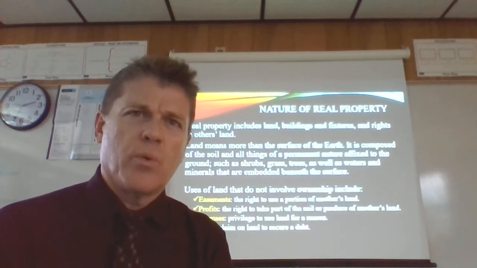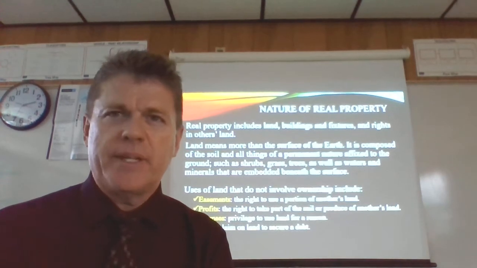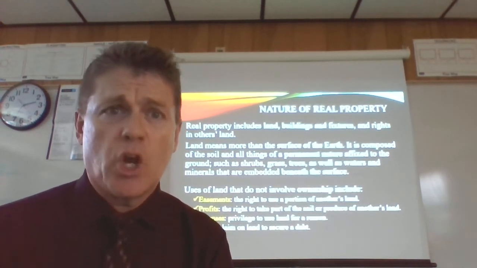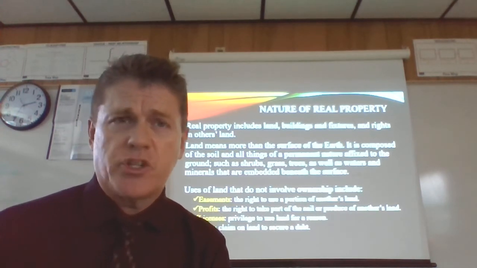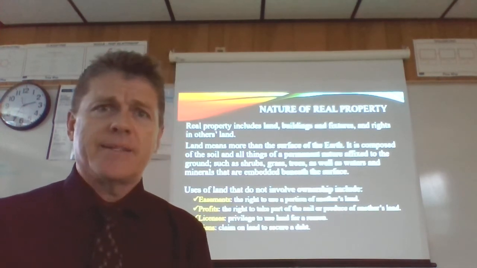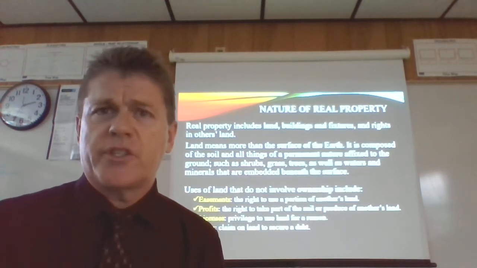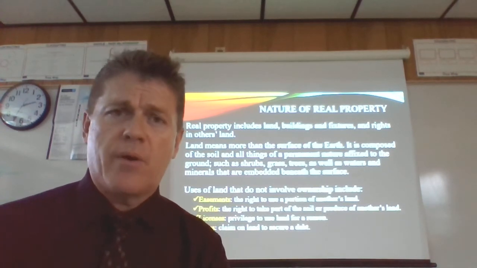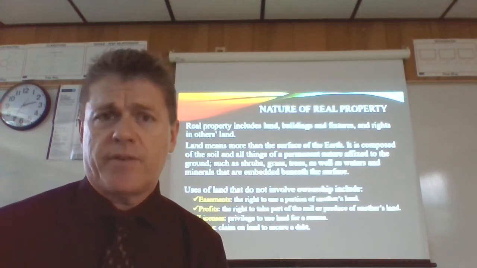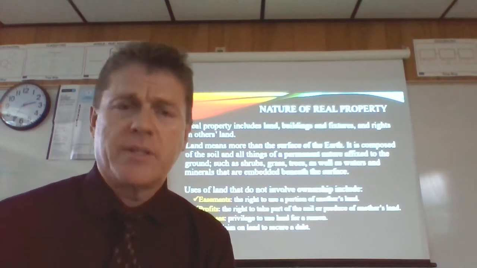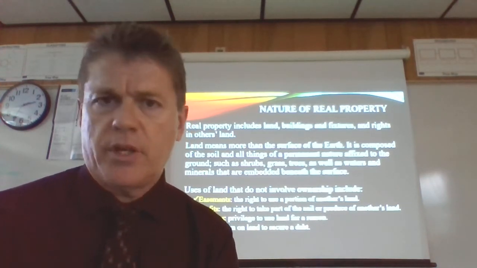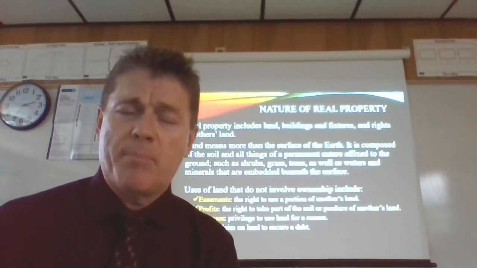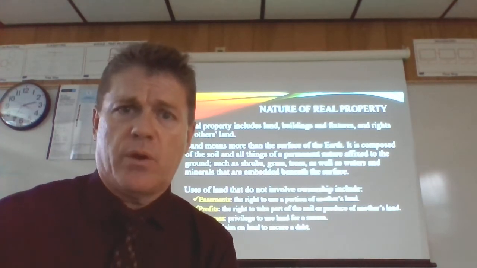So when we talk about real property, that obviously includes land, buildings, fixtures, and it could include rights in other people's land. That isn't necessarily ownership rights, and I'll talk about what that means in just a minute. But normally land is more than just the surface of the earth. It could be the soil. It could be things that are permanently affixed to the ground. It could also include things beneath the surface. Maybe you buy a parcel of land and then you find out, at some point in the future, there's oil there. Well, that oil goes with the land. That would be part of the overall value for your property.